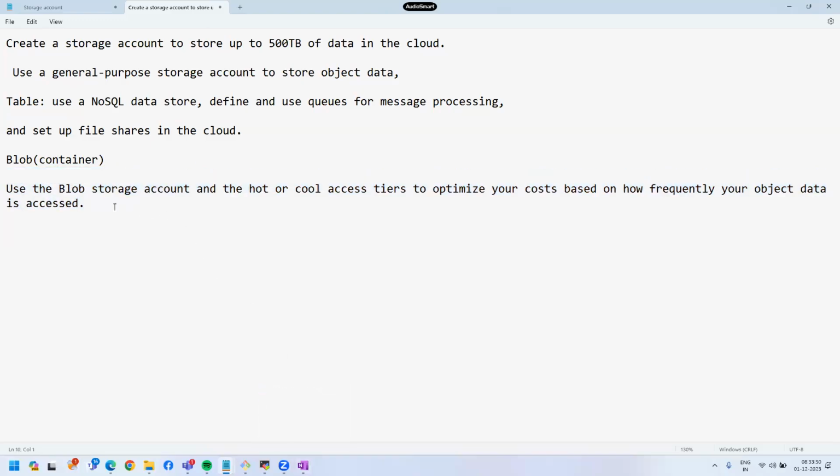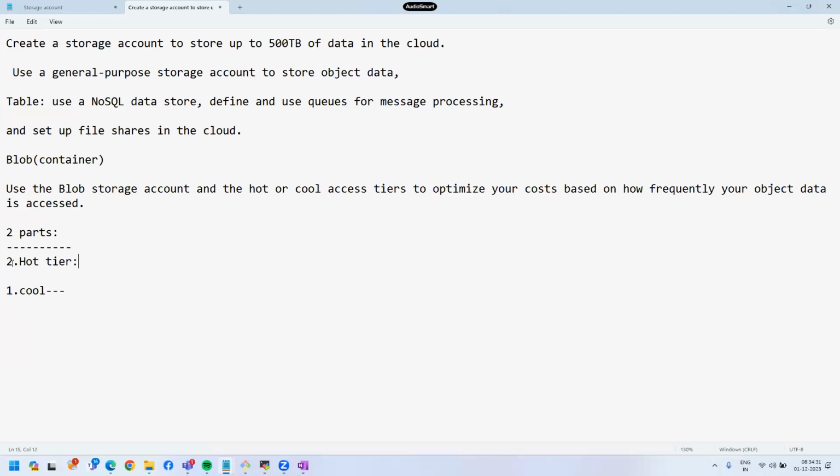Right now, data can be categorized into two parts. How many parts? Two parts. One is cool tier, the other one is hot tier. In a storage account, I have seen around 10 petabyte data, guys. Next, one is cool tier and hot tier. Let us discuss hot tier.